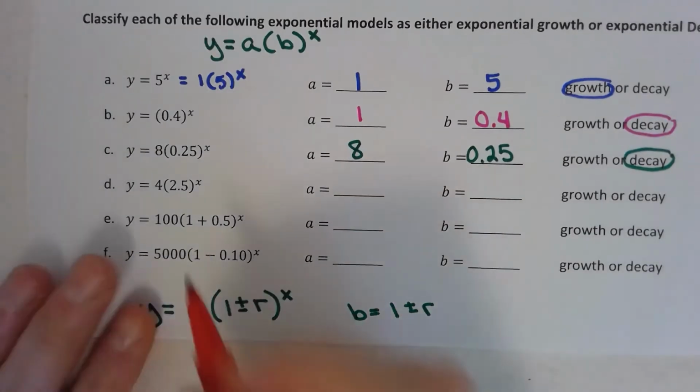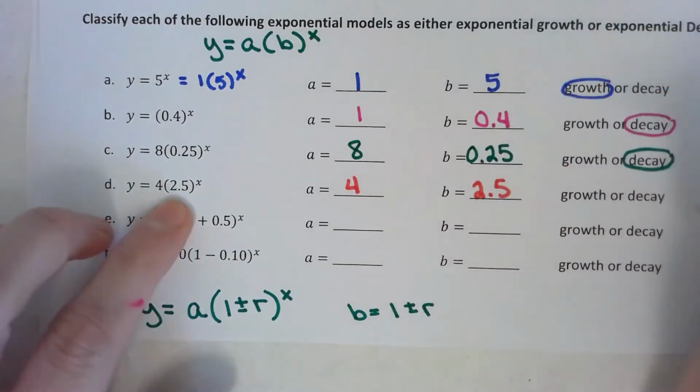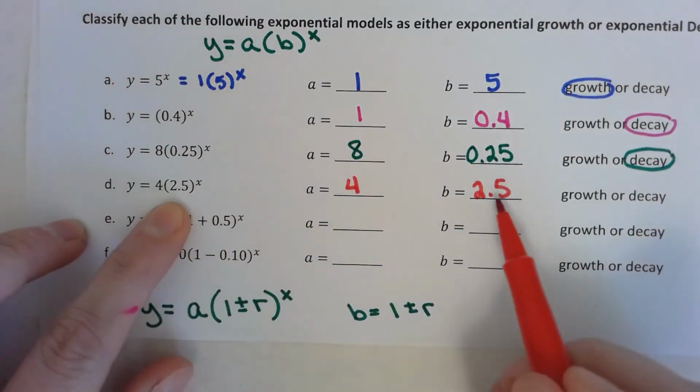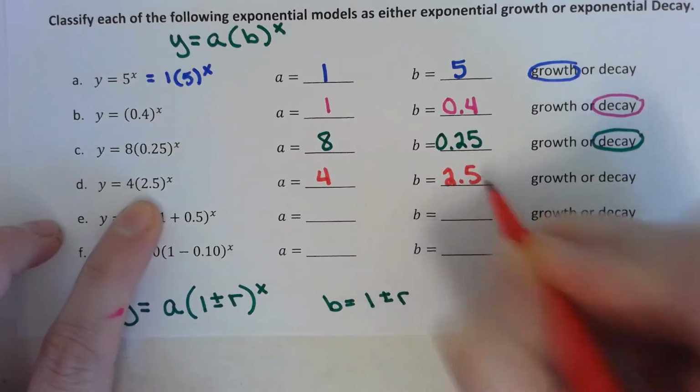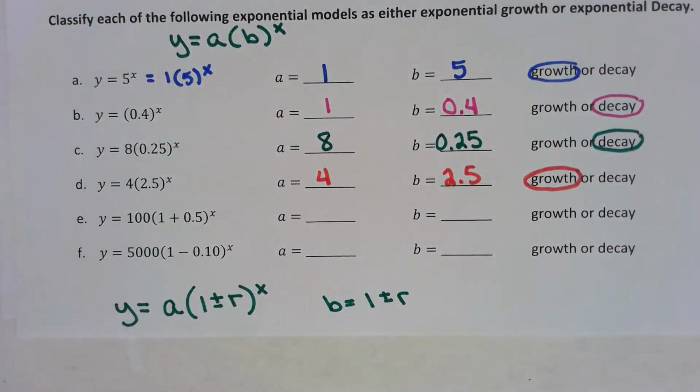Part D. 4 is my number on the outside. 2.5 is the number that's being raised to the x power, so that's my B value. And 2.5 is definitely greater than 1, so that's exponential growth.